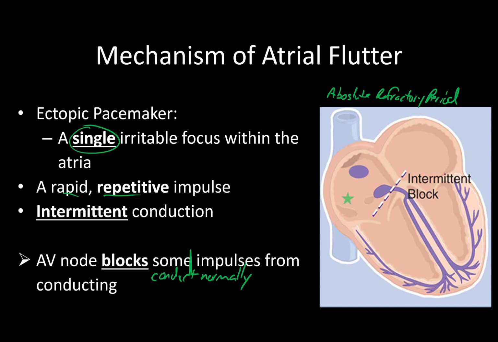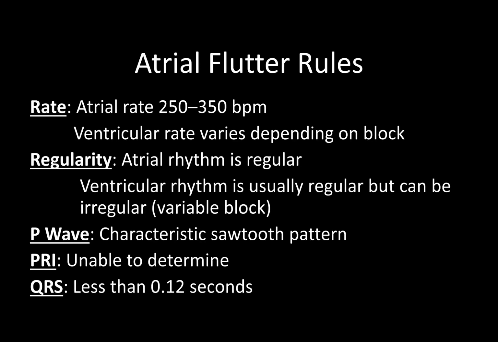And so what really makes a flutter kind of cool is the fact that it just cycles over and over and over again as quickly as it can, which is what gives it its characteristic sawtooth appearance. The rules for atrial flutter include 2 parts. You actually have to look at the atrial and the ventricular rate separately. And so that atrial rate is going to be in the 250 to 350 range because those P waves keep happening at such a rapid rate. It's just one after the other.